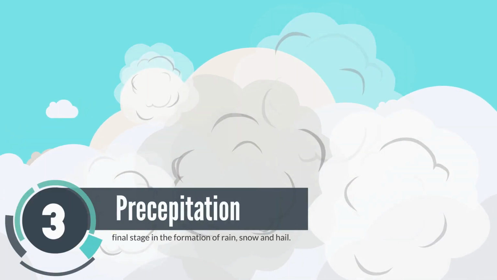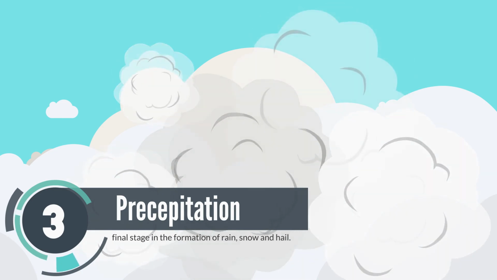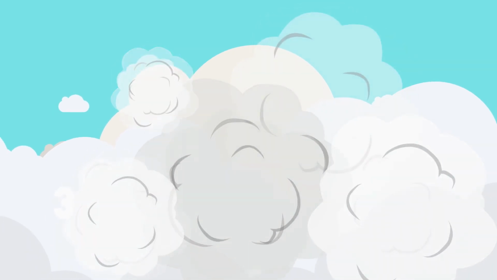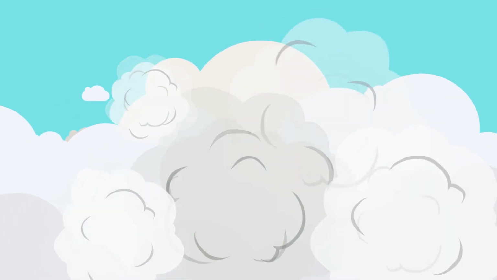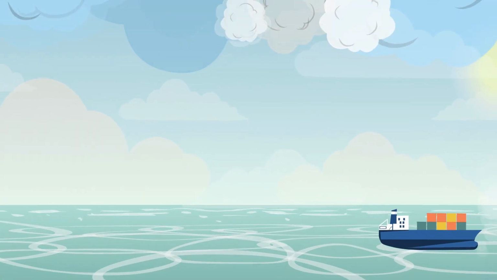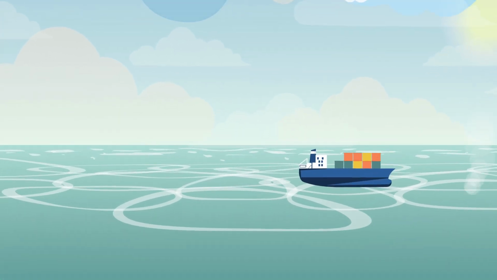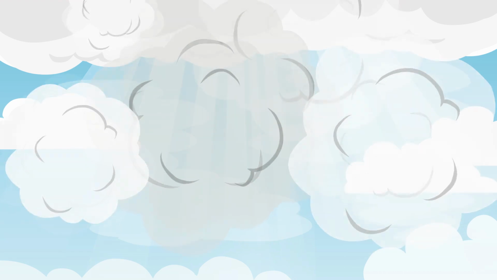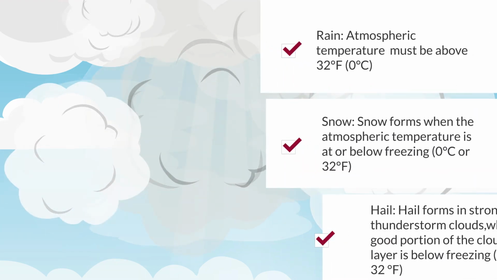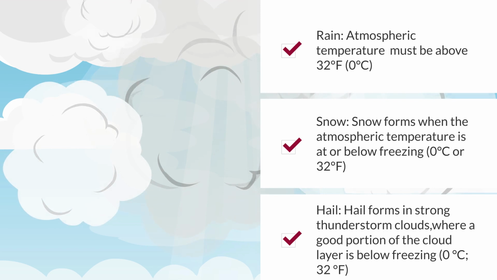And now the grand finale begins, the precipitation. As these droplets grow heavy enough, they succumb to the irresistible pull of gravity, making their journey back to the Earth's surface. When it comes to different types of precipitation, like rain, snow, and hail, it all depends on what's happening in the atmosphere, especially with temperature.